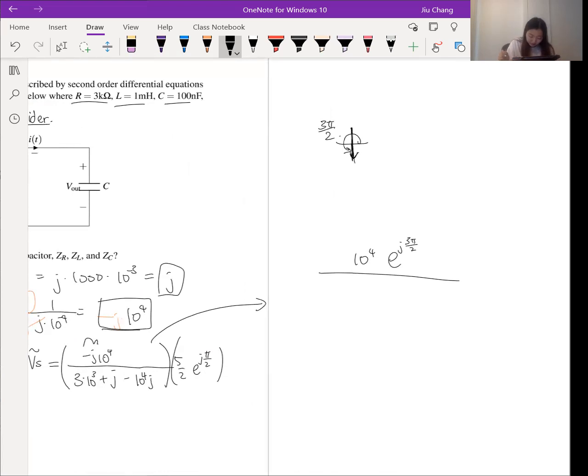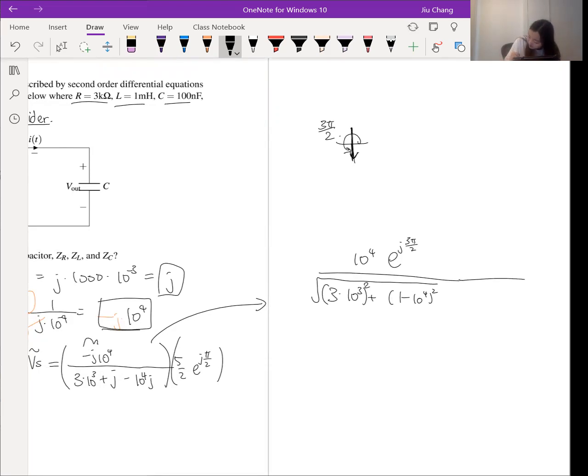At the bottom, we have 3 times 10 to the power of 3 as a real part, and 1 minus 10 to the power of 4 as an imaginary part. So that would give us, for the magnitude, this by the Pythagorean theorem.